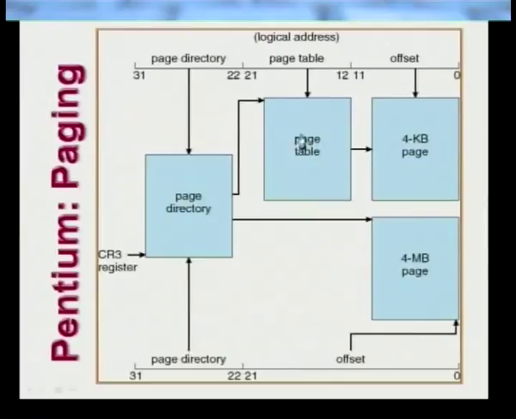Therefore, to minimize the entries in the first level, we go for an inner level page table in Pentium, and the inner level page table only takes care of 4 KB pages. The 4 MB pages are directly maintained in the page directory. Otherwise, it is much similar to other simpler paging schemes available in other operating systems.